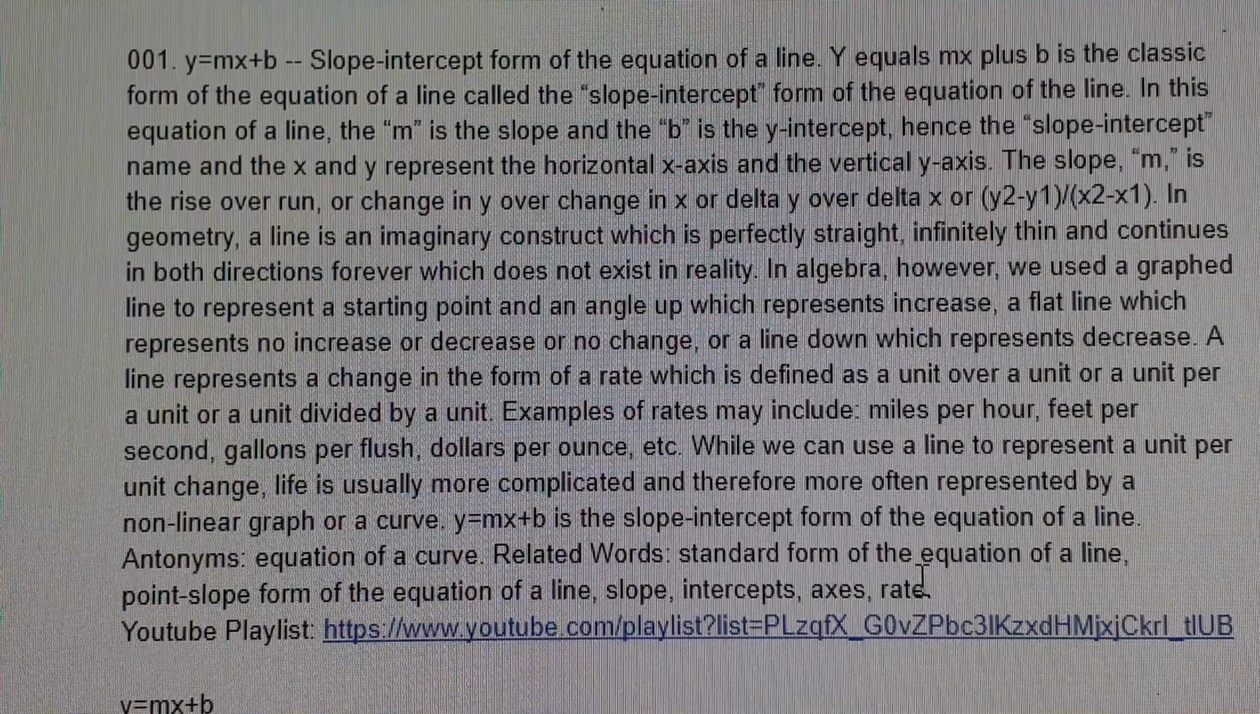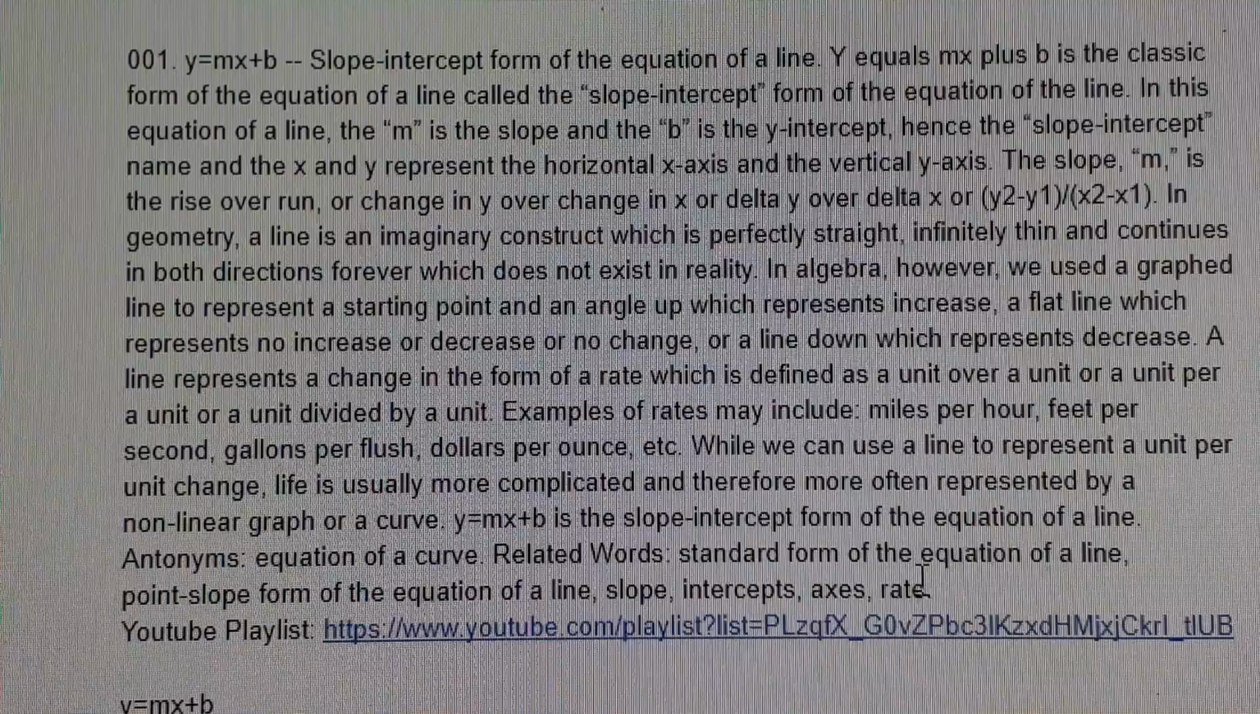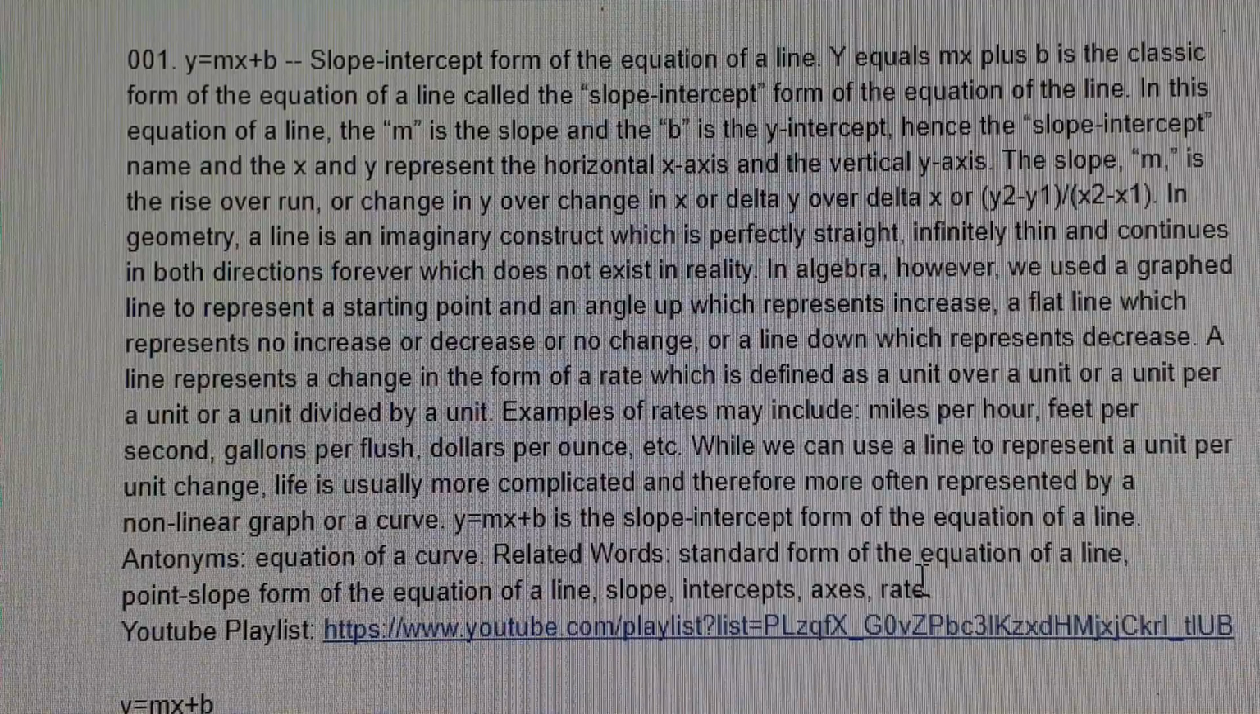A line represents a change in the form of a rate, which is defined as a unit over a unit, or a unit per a unit, or a unit divided by a unit. Examples of rates may include miles per hour, feet per second, gallons per flush, dollars per ounce, etc.